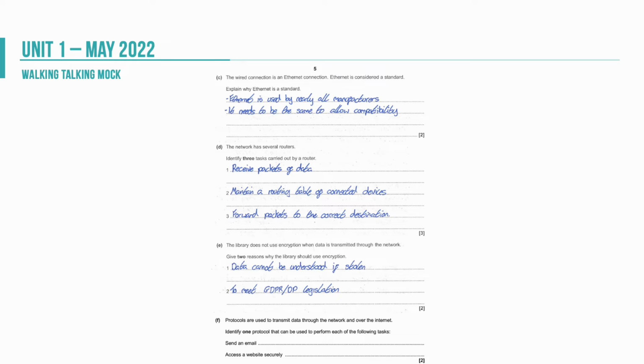We've then got a question around protocols, and it's asked us to identify protocols that perform sending an email and then accessing a website securely. SMTP is the sending email. Just remember that one of them begins with S, and the SMTP means send. And then the same with the website security one. It's HTTPS at the end, and the S is our secure method of connecting to websites.